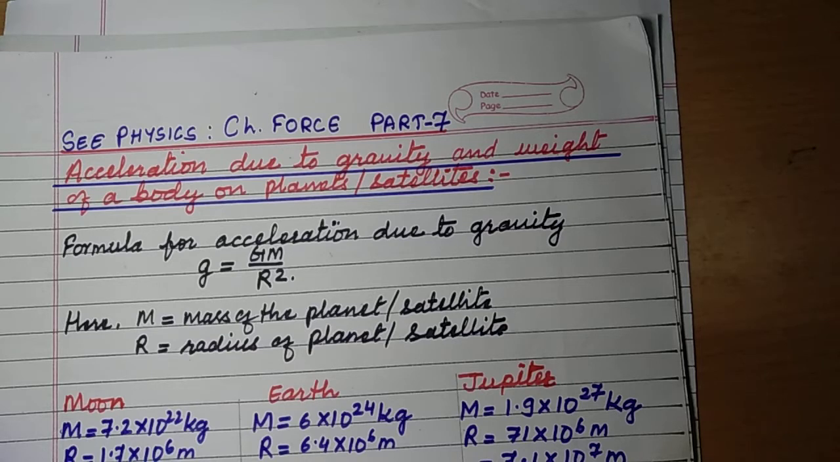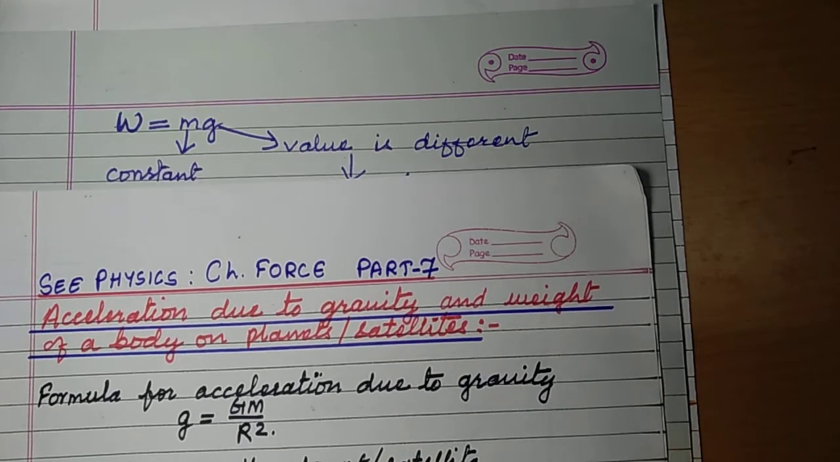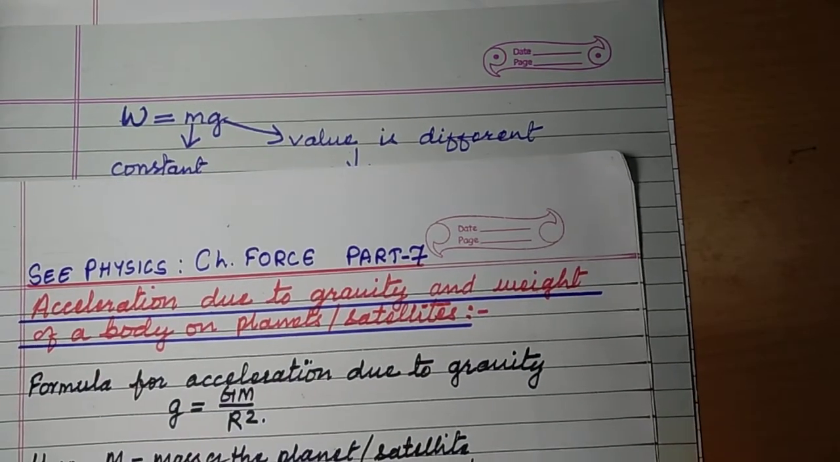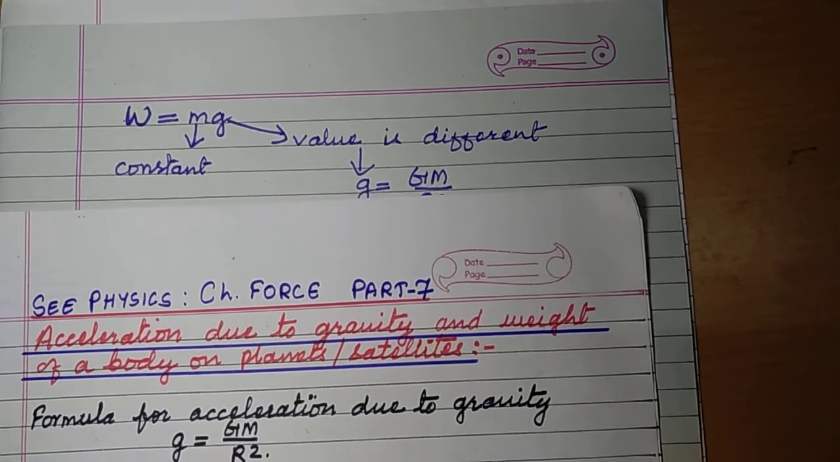Now, in this part, we are going to study the weight of a body on planets and satellites. Now, we know that the weight of a body is not the same on different planets and satellites. That is because of the value of g, small g. Why does the weight of a body differ on different planets and satellites? We are going to see here.